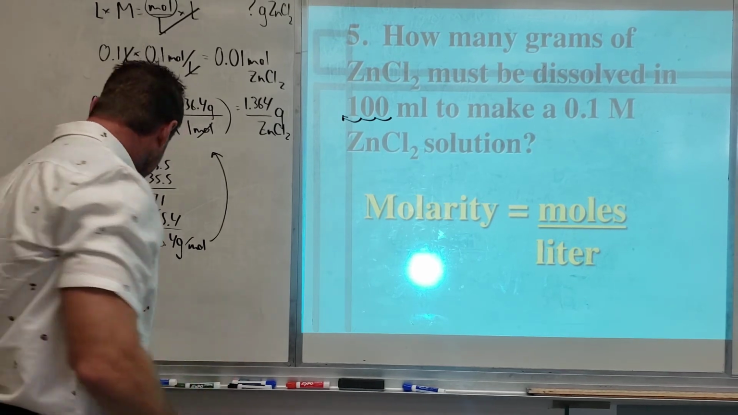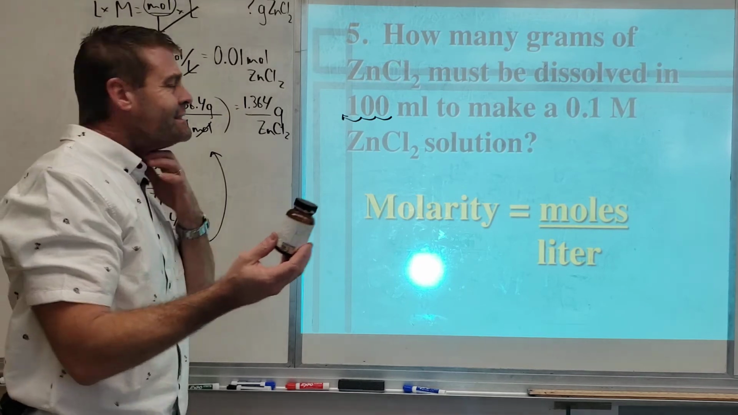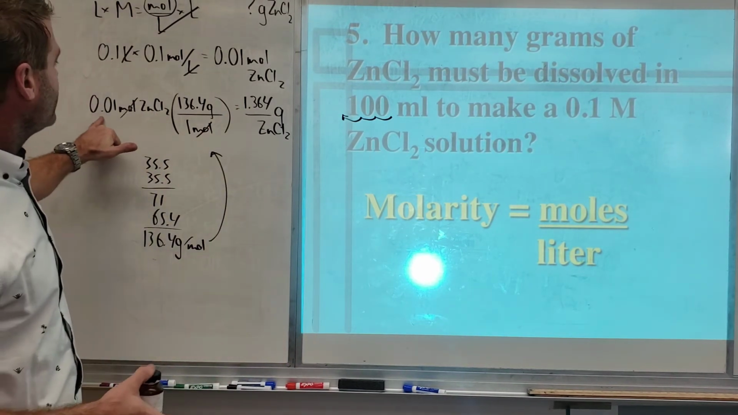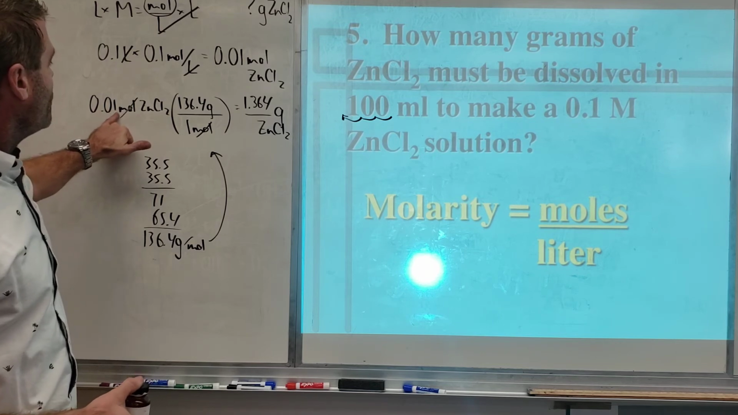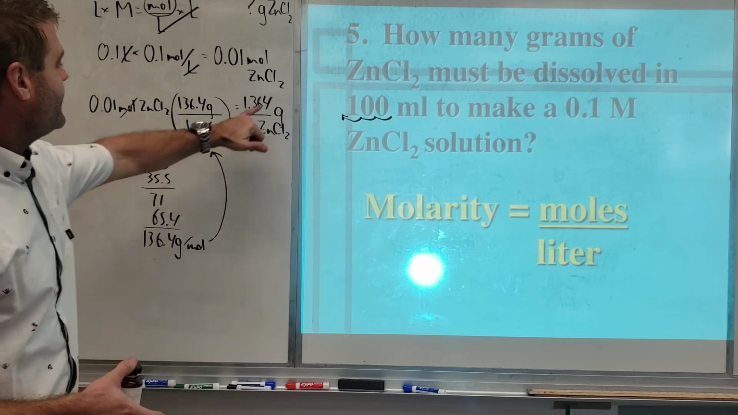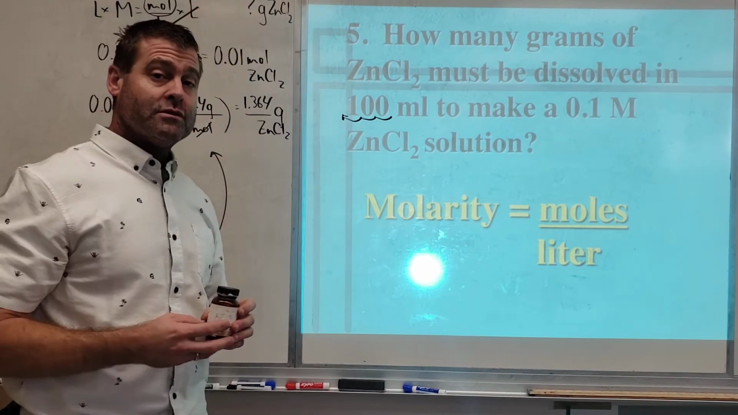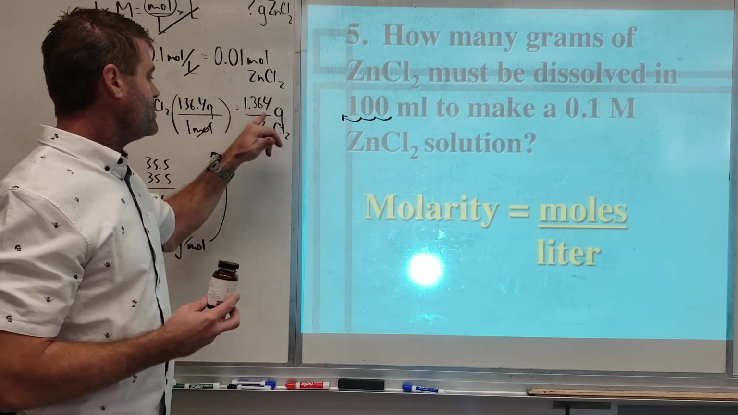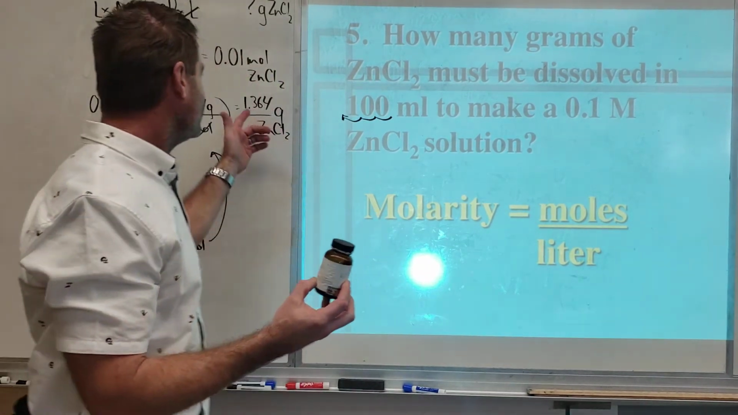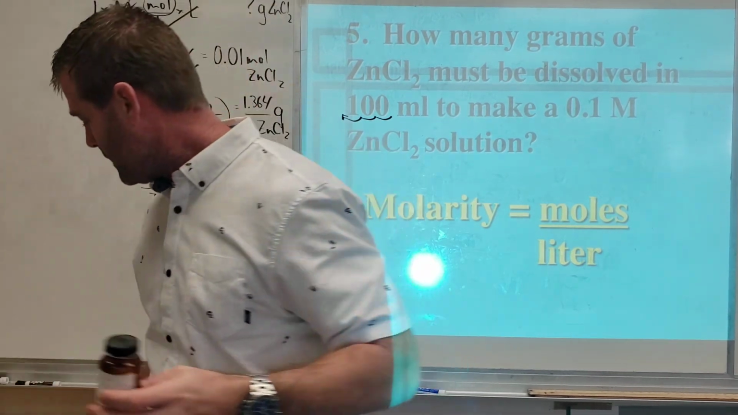So what did I just figure out, guys? That's about 1.4, but it depends on the precision you need. Technically, we're limited to 1 significant digit. But either way, if we had the precision to measure it, we could measure to 1.364. So basically, I need 1.364, or essentially about 1.4 grams of zinc chloride. So that's what I would do.